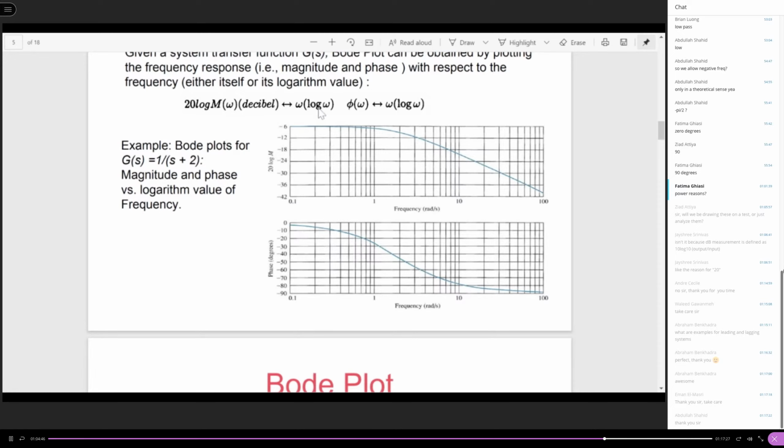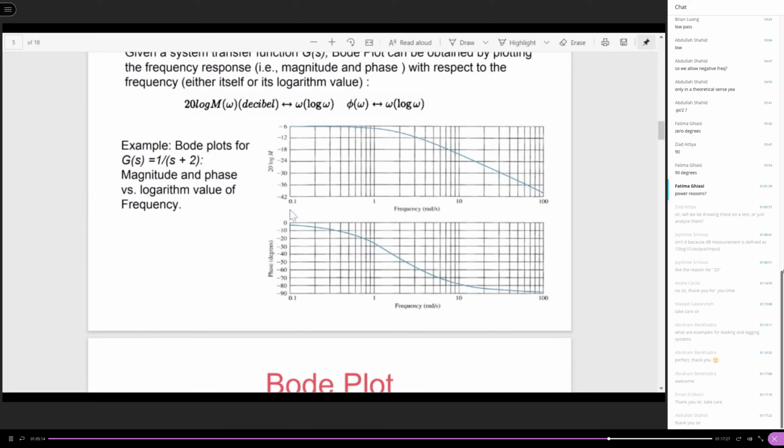0.1 rad per second. Under the logarithm, this value is going to be -1. And this one represents the value omega equal to 1 rad per second. In logarithm, this value is what? 0. So -1, 0 here. This one is 1 in logarithm. This one in logarithm is 2. You can see that?